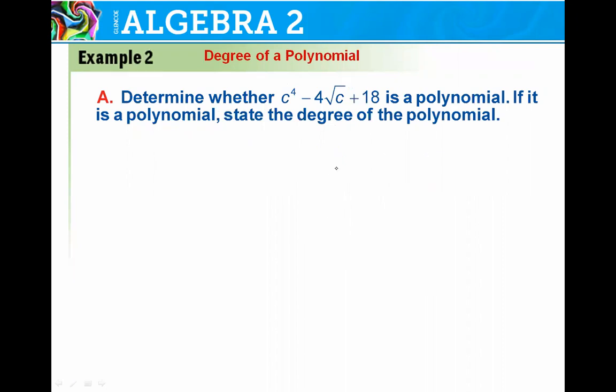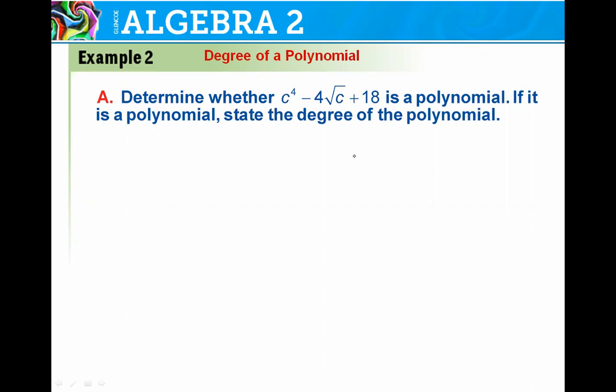Determine whether this expression is a polynomial. If it's a polynomial, state the degree of the polynomial. So the expression will be a polynomial if the power of the variable is a whole number, and this whole number will be a positive number. It means if the power of the variable is positive, if the power of the variable is not a fraction. So if we have a power 4, power 3, power 2, power 1, and so on.